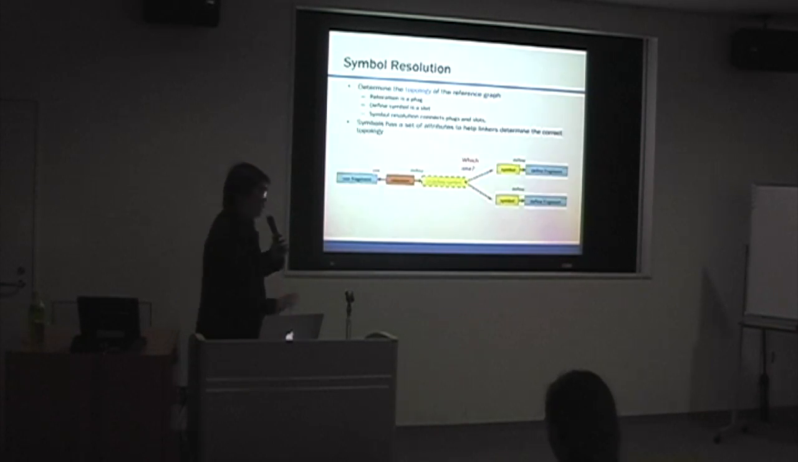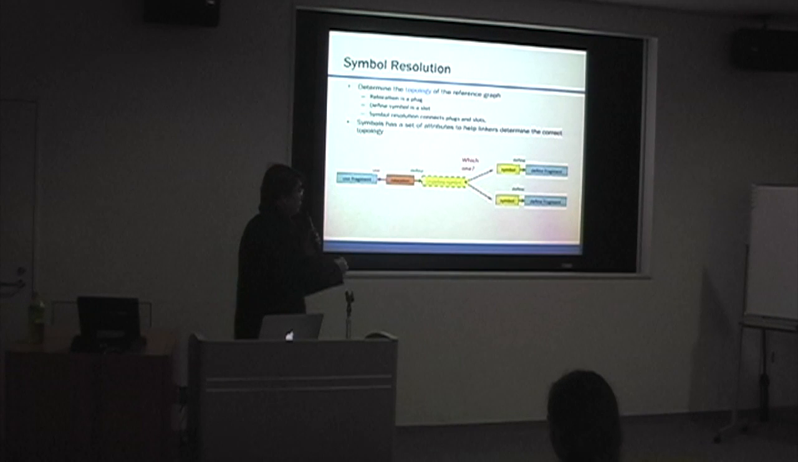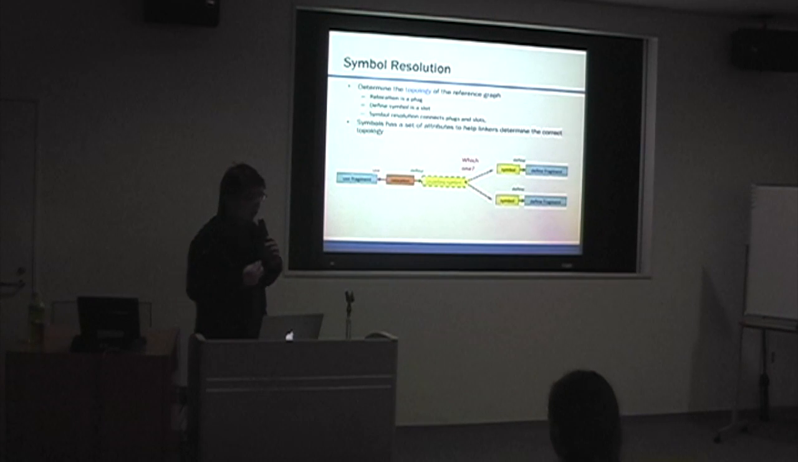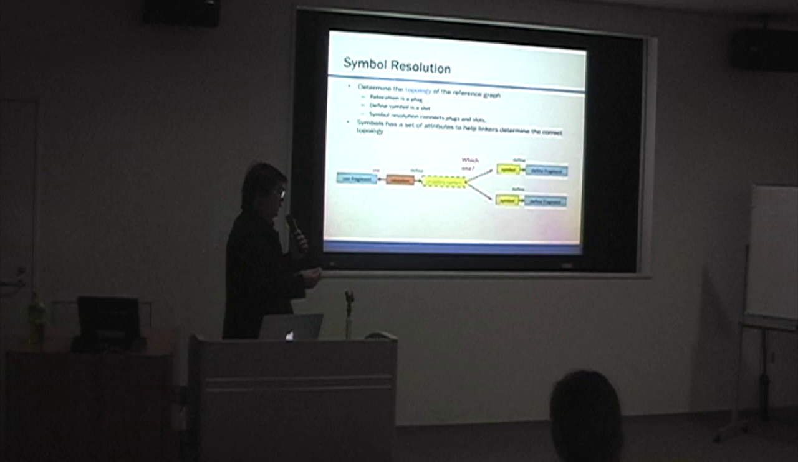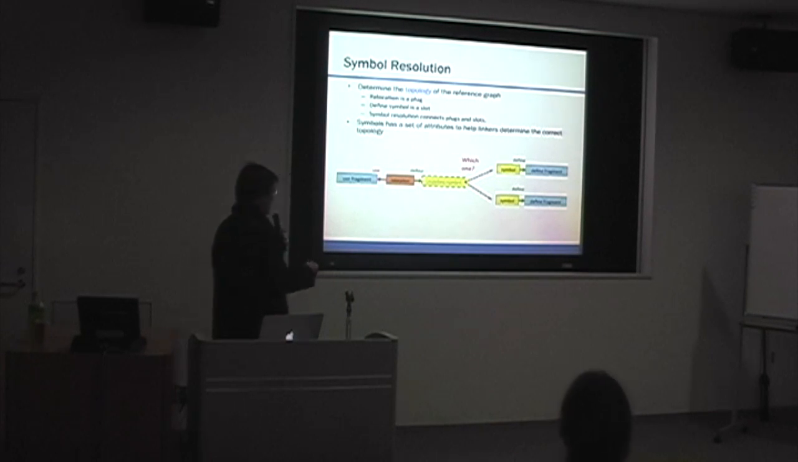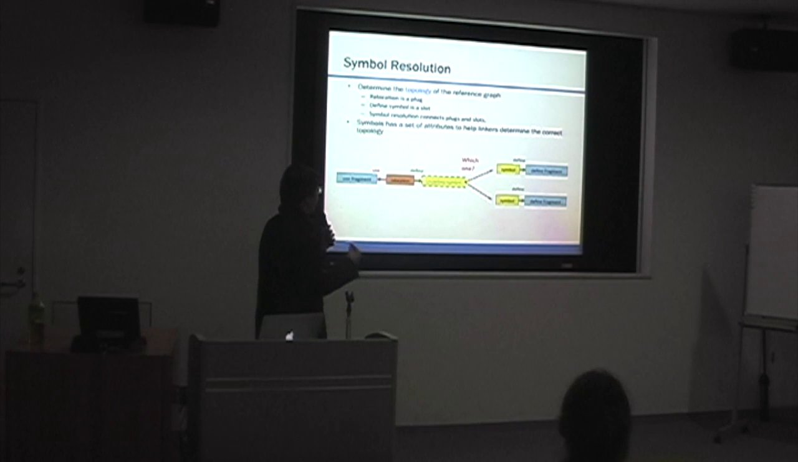Okay, so let's redefine symbol resolution. In all the other linkers, symbol resolution is very confusing. Actually, GNU LD and Gold have different definitions of symbol resolution, but in NCLink and Bold, we use a mathematical definition to define symbol resolution. What is symbol resolution? Symbol resolution tries to determine the topology of a reference graph. Take this for example.